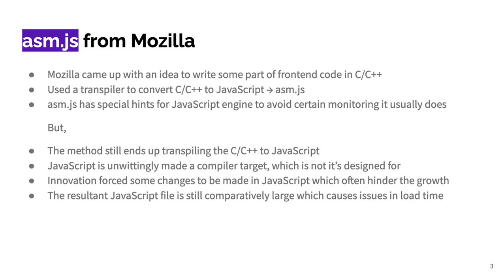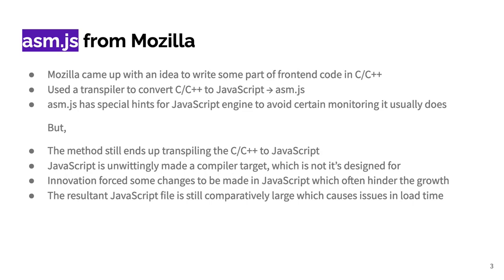But it has its own drawbacks as well. Anything is like that, WebAssembly included, right? What drawbacks asm.js had was basically that it still ends up transpiling the C and C++ to JavaScript. So it's nothing different. What runs in the browser still thinks it's JavaScript. So you are running JavaScript. Is it a real drawback? I'm not sure, but considering the benefits we need to look into, that may sound like a drawback.